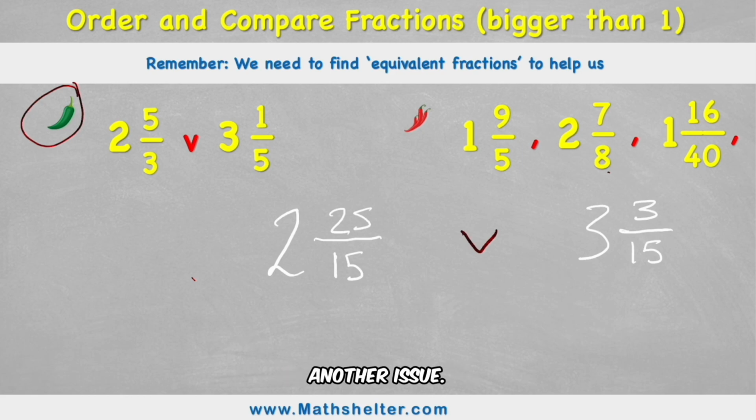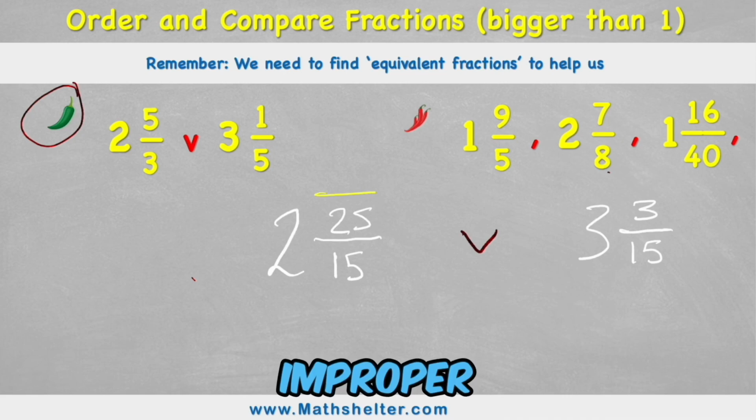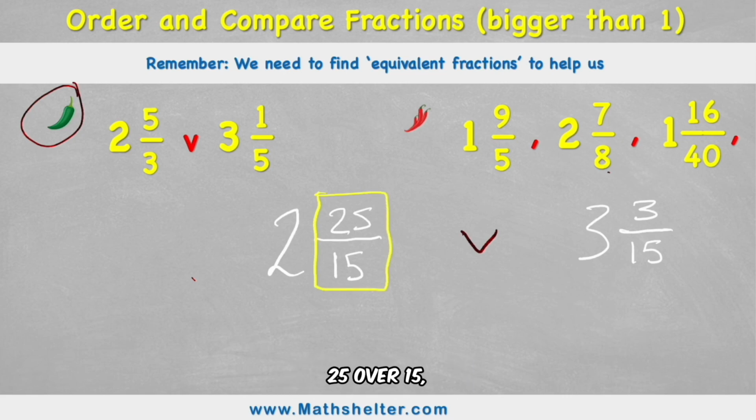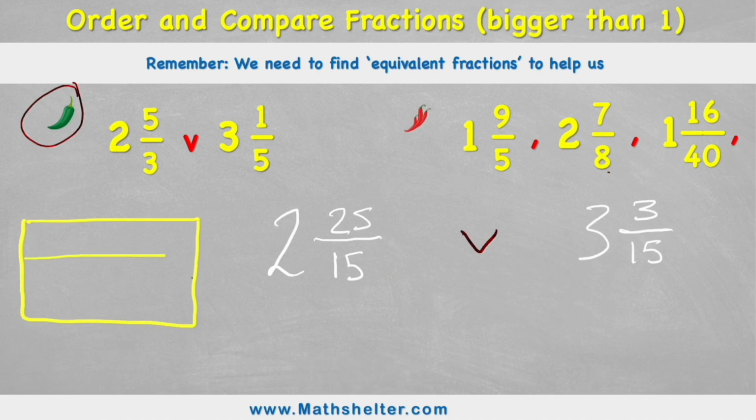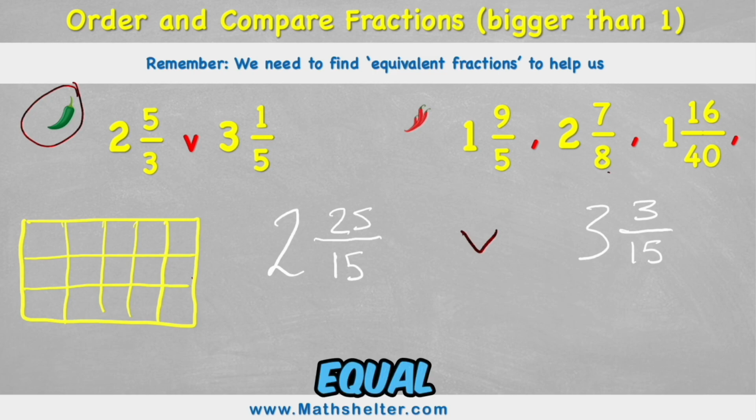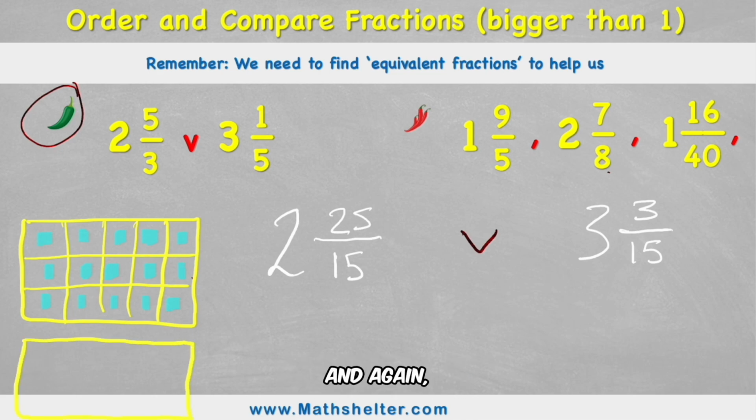But I can see another issue. I can see that I have an improper fraction here because I have 25 over 15, which means I have a chocolate bar that's been split into 15. Imagine that they're all equal slices, but I have 25 of them. And obviously, if I had all of these, I would only have 15. So therefore, I need to build another fraction bar. And again, imagining that's the same size. And if I had 15 over here, I would still need to cover 10 on my second fraction bar as well.